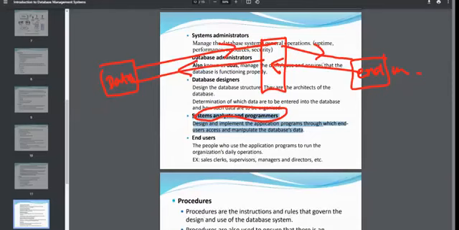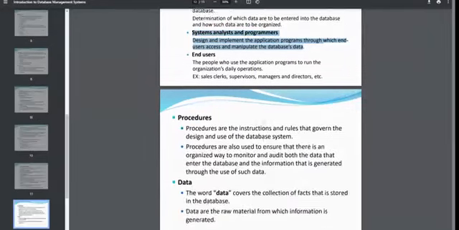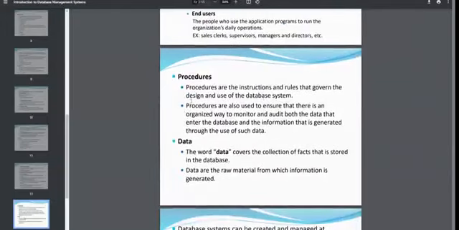So what do these people work on? Building this infrastructure, these facilities, right? End users, procedures. Read and understand these concepts.